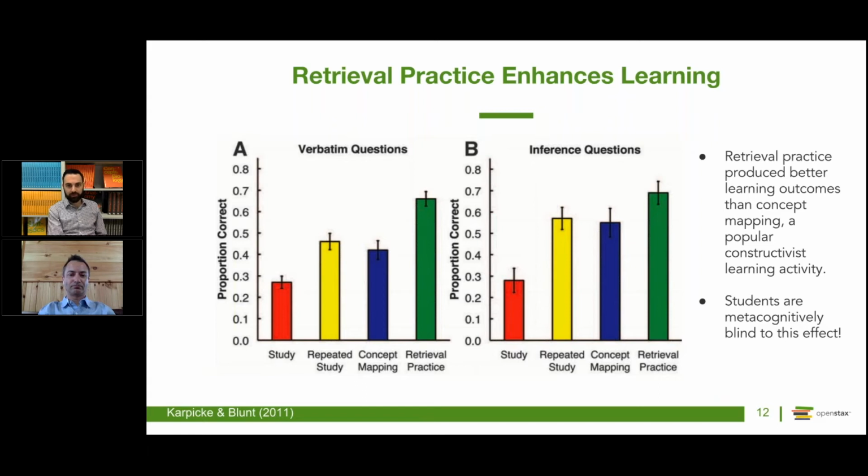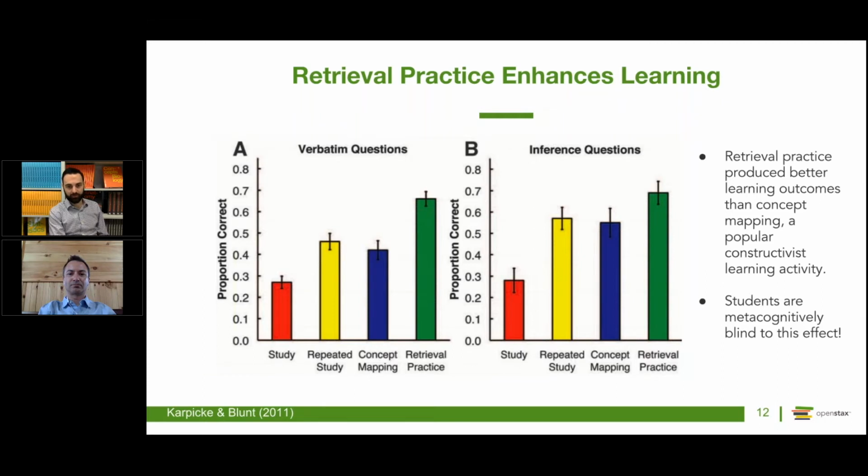And the data that I'm showing you on the screen here is performance on a test that occurred 1 week after originally learning the materials, according to what learning activity they used. And we see that retrieval practice outperformed all other groups on measures of verbatim recall, which would be like low-level recall of facts, and also on inference questions, which require drawing connections among different parts of the text, so a little bit higher level, meaningful learning. Again, this is just one example of many.